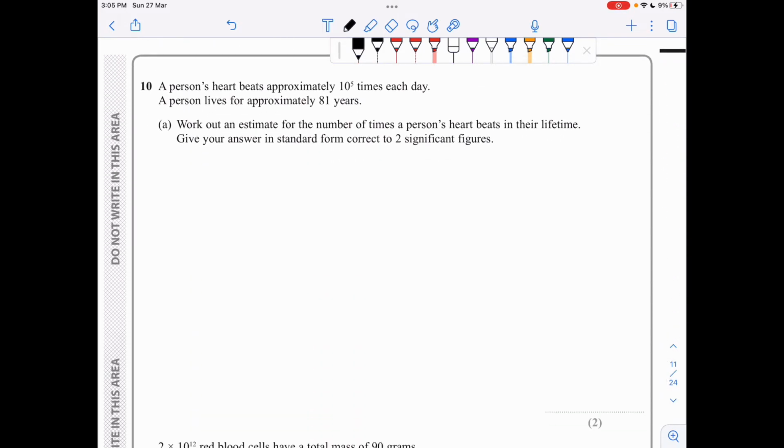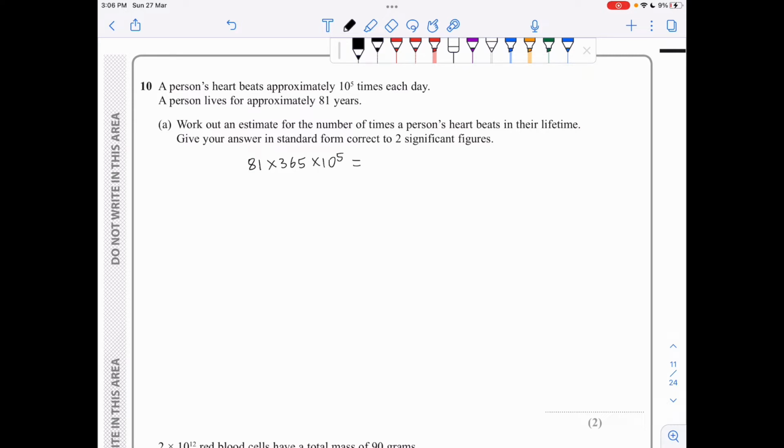Question 10 says that a person's heart beats approximately 10 to the 5 times each day, and the average person is expected to live for approximately 81 years. We're being asked to work out an estimate for the number of times the heart will beat in a lifetime. So we've got 81 years times 365 days, ignoring the presence of any leap years, times 10 to the 5.